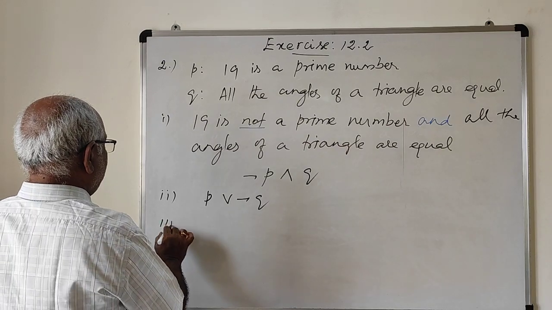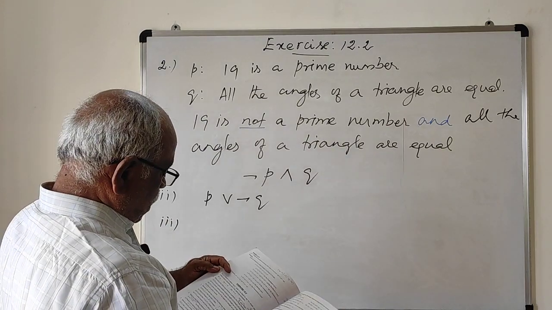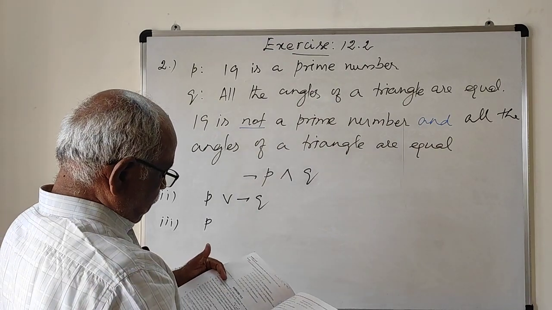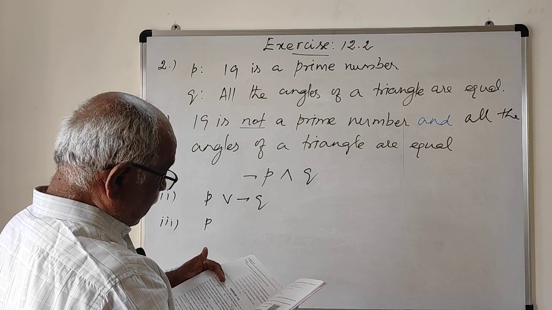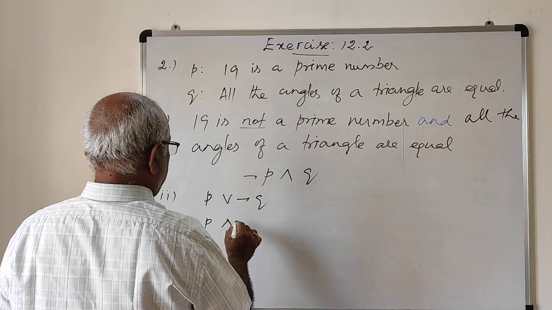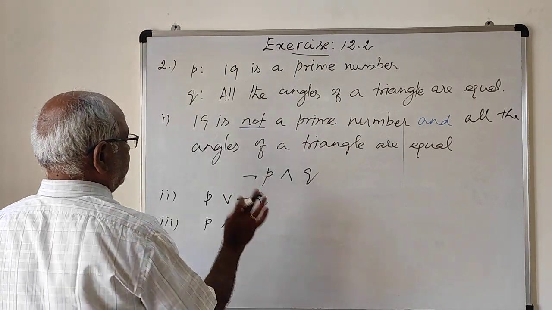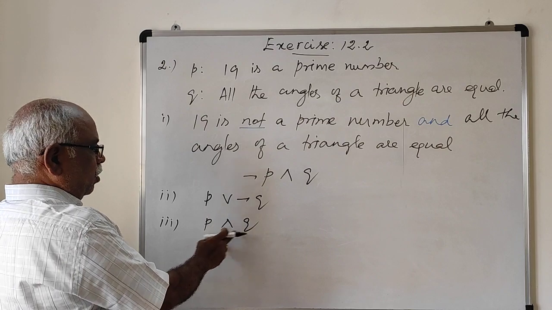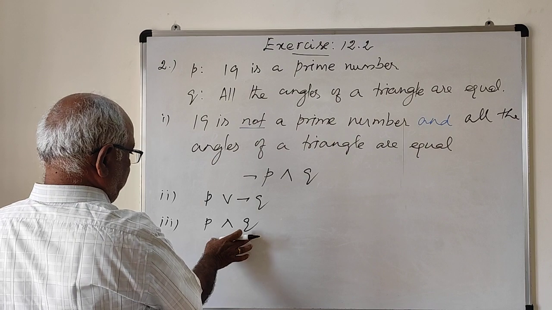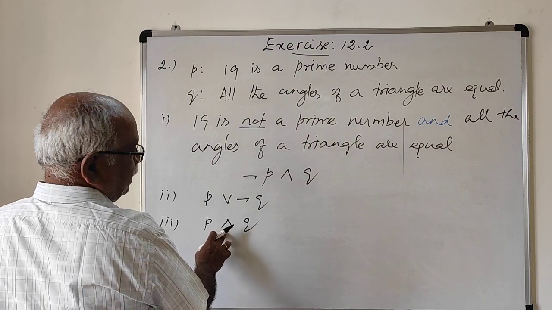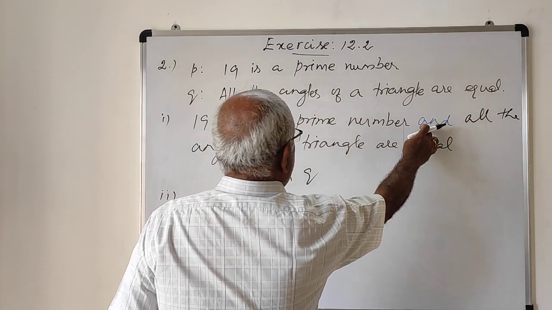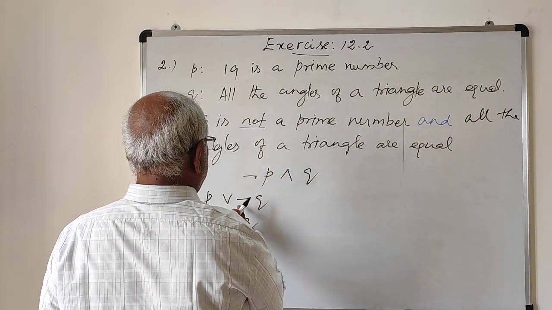Third problem: 19 is a prime number, that is P, and all the angles of a triangle are equal. And is given by conjunction. P conjunction Q. That's all. Both are regular statements, straight away, and is replaced by conjunction, or is disjunction.